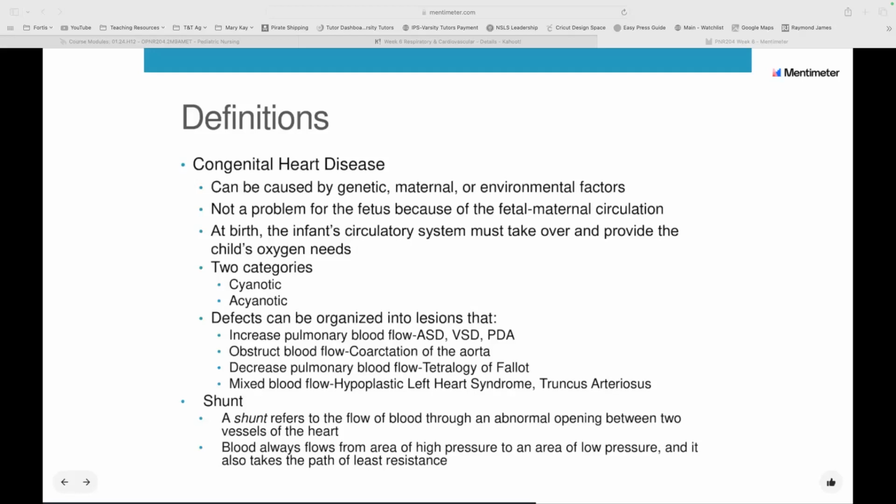And then we have shunts. A lot of these defects will have a shunt associated with them, and that is going to be an abnormal opening where blood's flowing. It's always going to flow from areas of high pressure to an area of low pressure and take the path of least resistance. So you can have a left to right shunt, you can have a right to left, or you can have a mixed where it just kind of goes back and forth in between the two chambers.